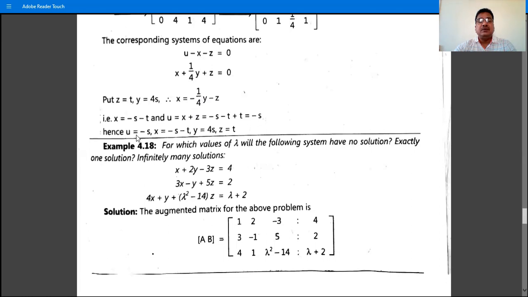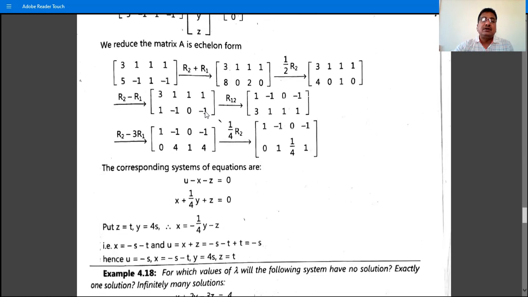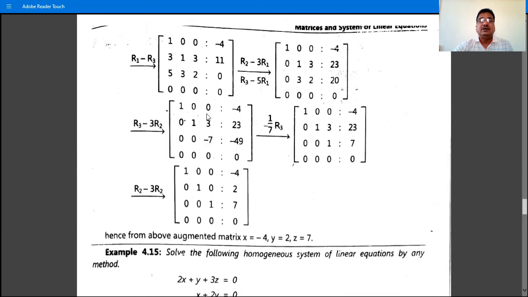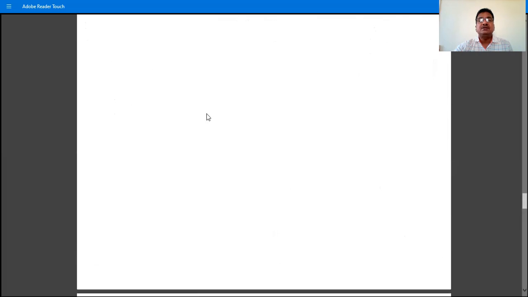So the solution is what? u is minus s, x is minus s minus t, y is 4s, z is t, where s and t belong to R, or s and t are any real numbers. So this is the method to solve the systems by Gauss-Jordan method and Gauss elimination method. So there are 2 methods.